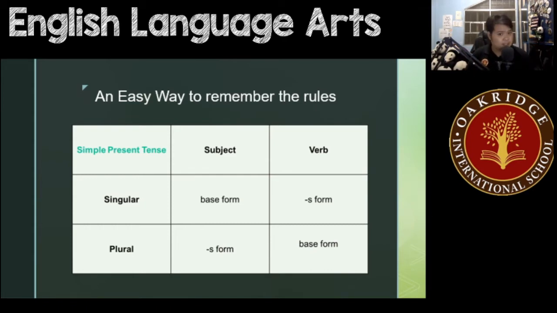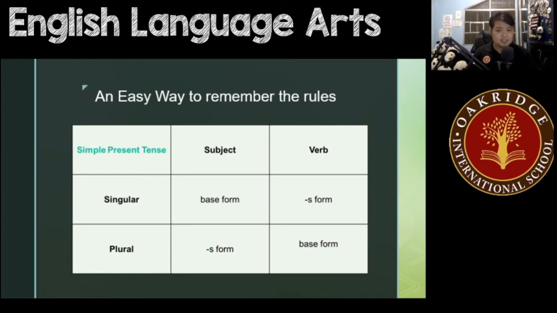If the subject is singular, it has to be in base form. So the base form, guys, is just the form of anything that's in its basic form. You don't do anything. You don't add, you don't subtract, you don't do anything. It's in its base form. Okay? So that's how it works, right? If a subject's singular, it's in its base form.